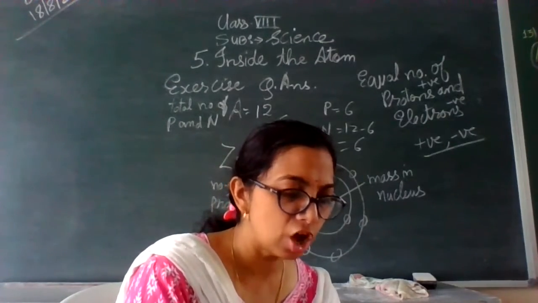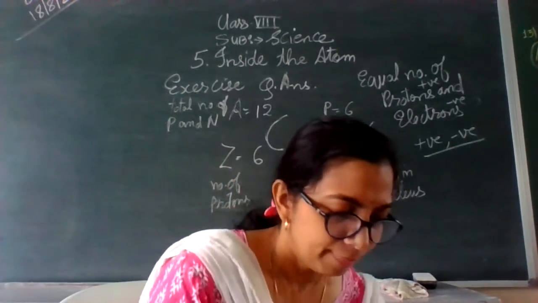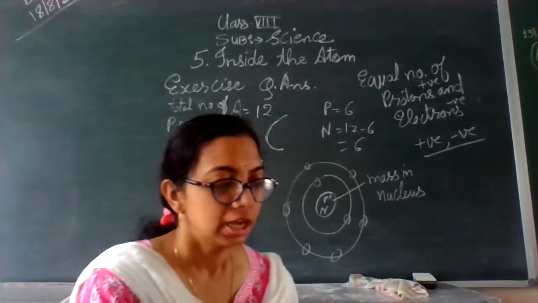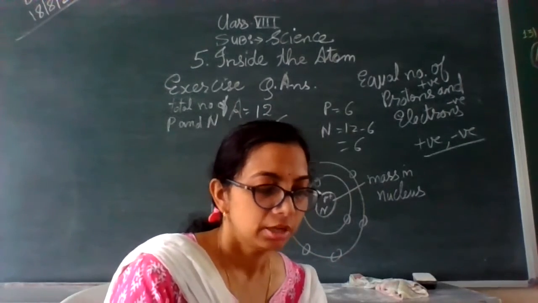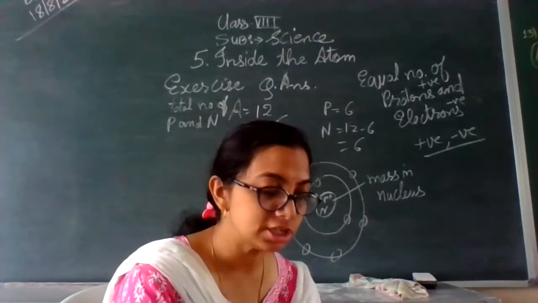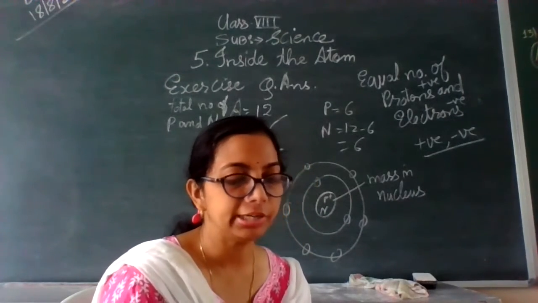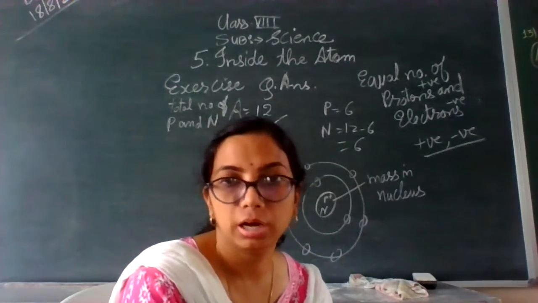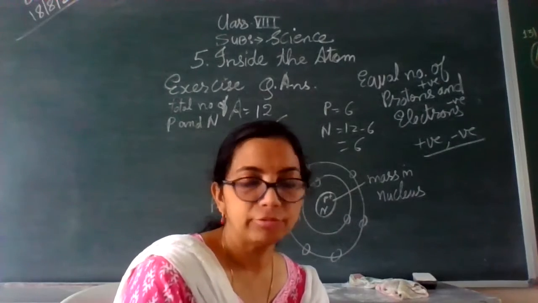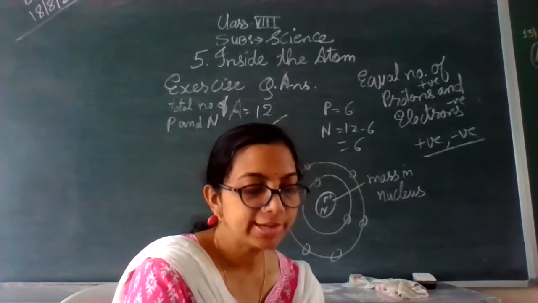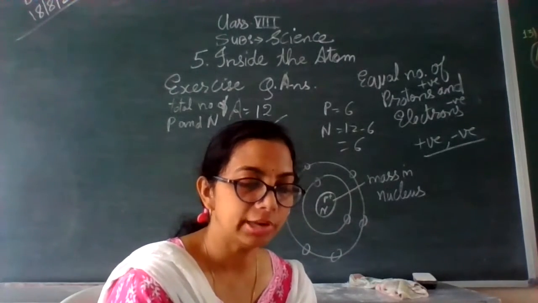Atomic mass is a whole number because mass is always the addition of protons and neutrons in the nucleus, and it can never be half or 1/4 or 3/4. That's why it's always a whole number.